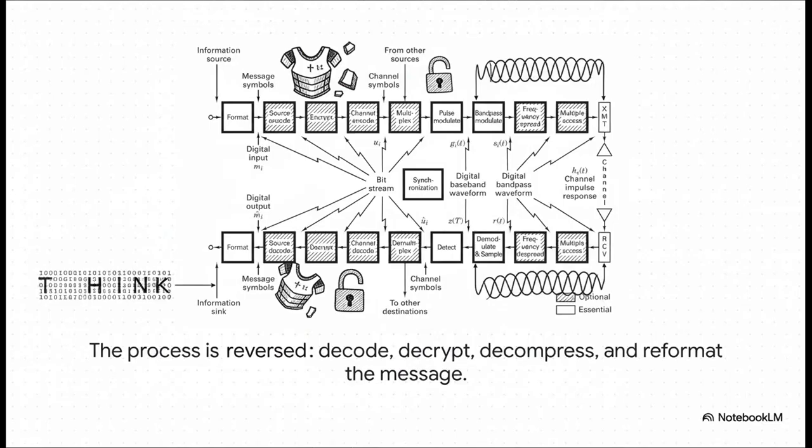So now that it's arrived, everything that we just did to prepare the message for its journey, well, it all just happens in reverse. Take a look at the bottom half of our roadmap. The receiver takes off the armor, that's the channel decoding, then it uses the secret key to decrypt the message, it decompresses it back to its original size, and finally, it uses that same ASCII table to translate the binary code back into the 5 letters we started with, THINK.